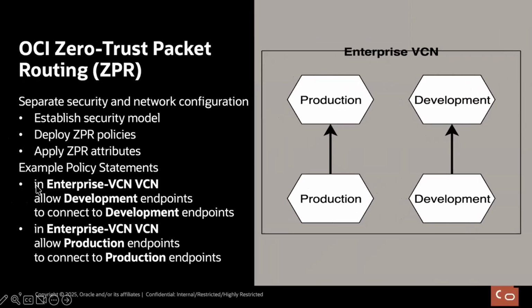And so we saw these two policies allow development endpoints to connect to development endpoints and production endpoints to connect to production endpoints. It's a great way to simplify your networking rules and your network security groups: use zipper.